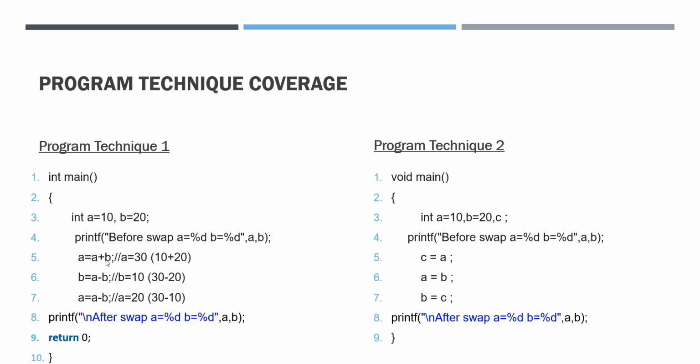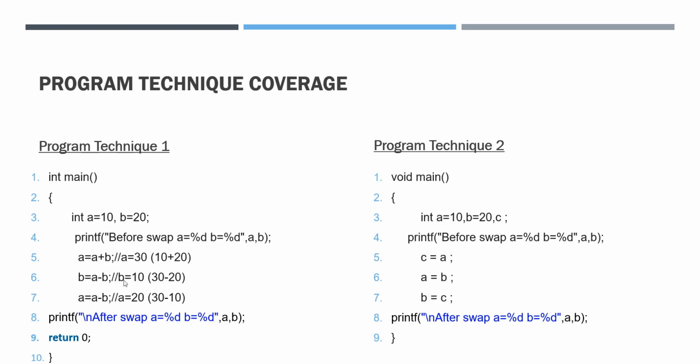Then what we are doing is a is equal to a plus b. This is the logic we have written: b is equal to a minus b and a is equal to a minus b. Then after the swap, after the logic, we are printing what the values will be after the swap, and it returns 0.